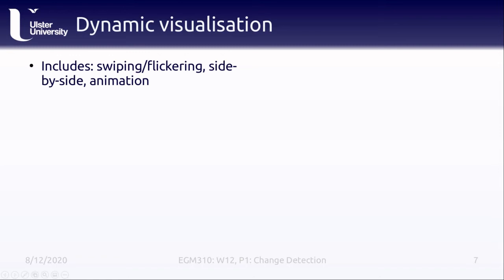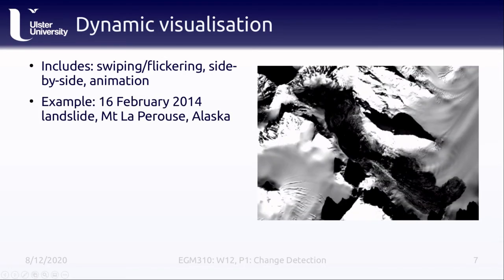Dynamic visualization refers to somehow viewing the two images dynamically. This could be using the swipe tool in our GIS software, flickering back and forth between the images, or looking at an animation as shown here.